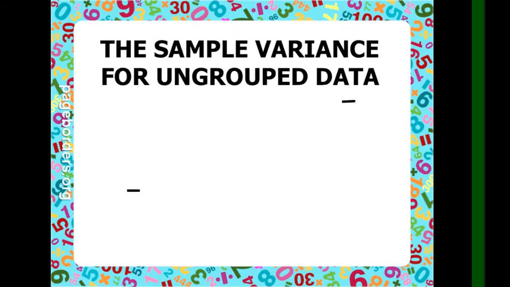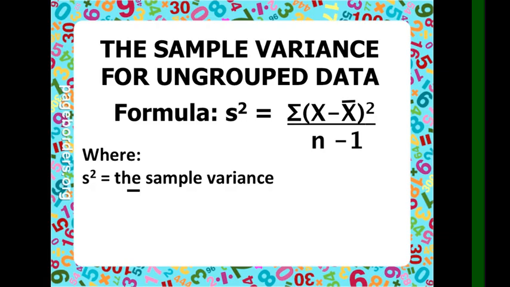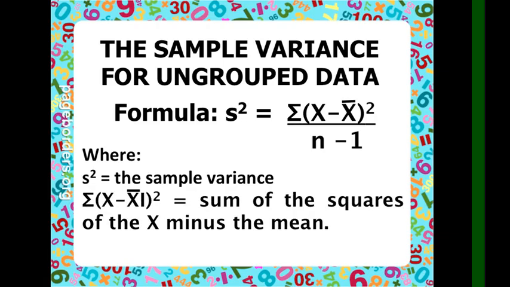Next, we have the sample variance for ungrouped data. So we're talking about the variance. For the variance, we have the formula s squared equals the summation of the quantity of x minus the mean squared over n minus 1, where s squared is the sample variance, the summation of the quantity x minus mean.